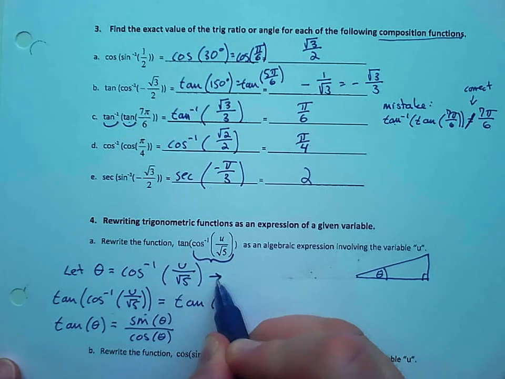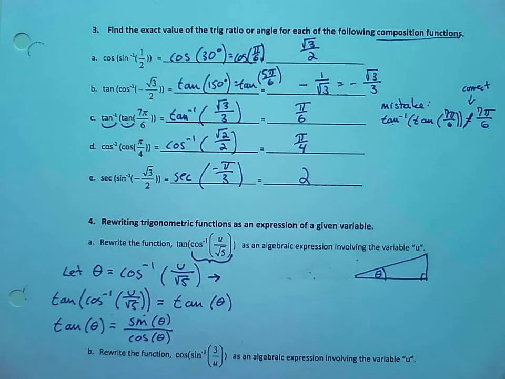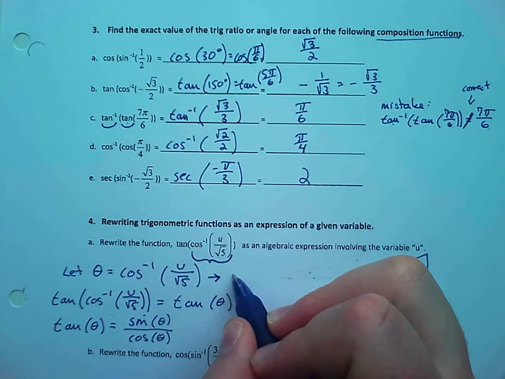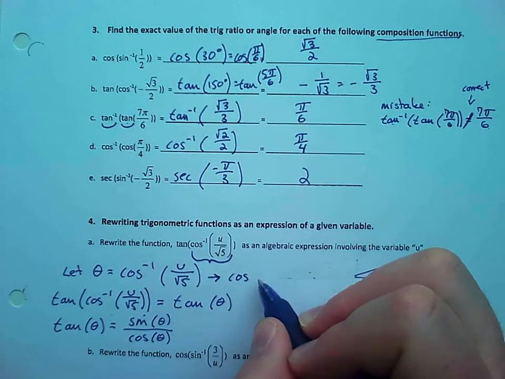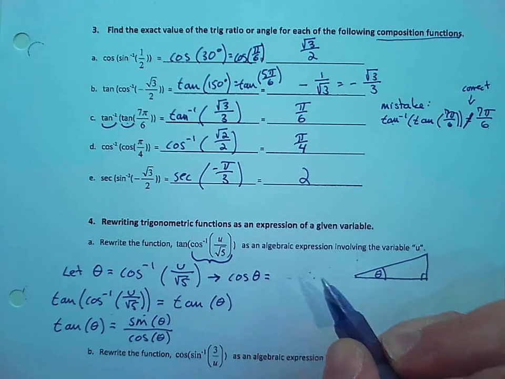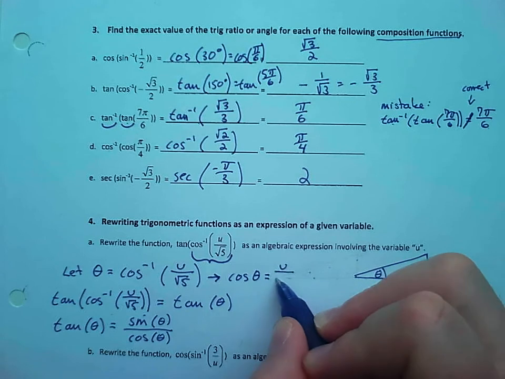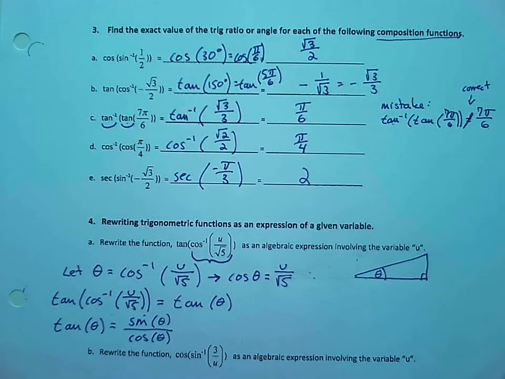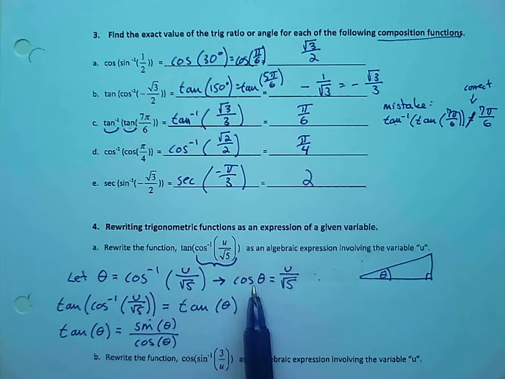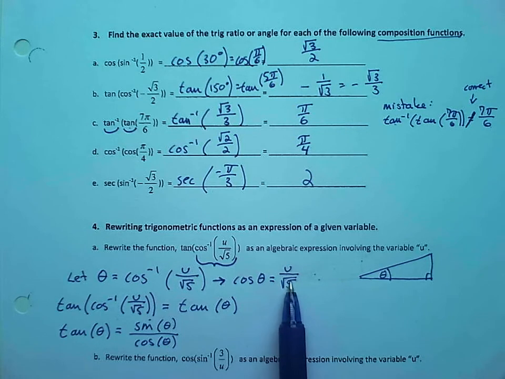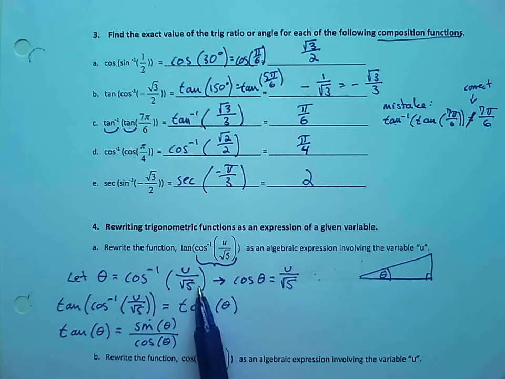From what we know in the previous section that we covered in this lecture video, we can rewrite this as the cosine of theta being equal to u divided by the square root of 5. This is what we kept on doing in section number 1 in this lecture video. We went from the arc cosine to just the cosine. We said let's find an angle such that that is equal to u divided by the square root of 5, where u divided by the square root of 5 is over here.